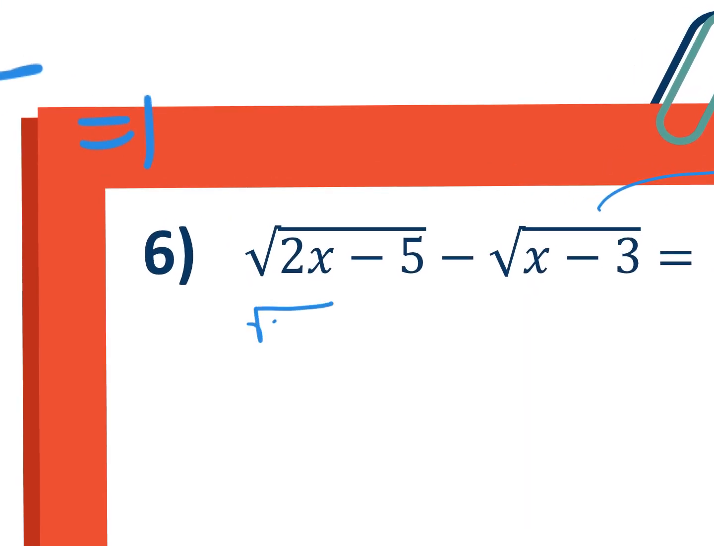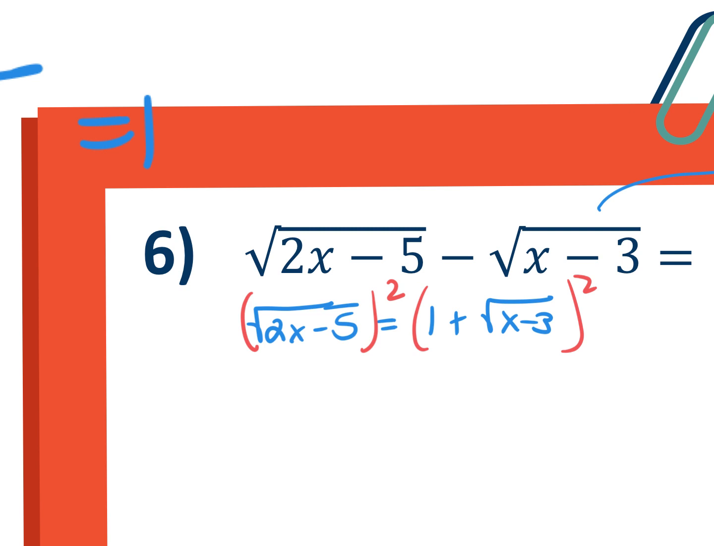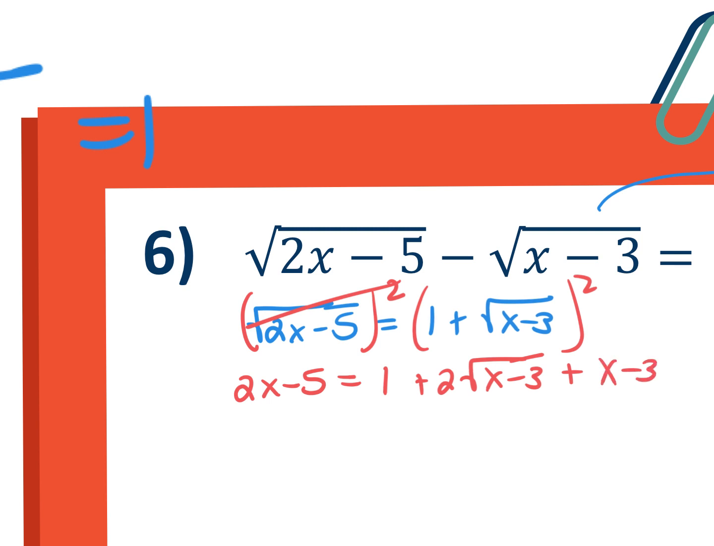So I have the square root of 2x minus 5 over here equals, and then I have 1 plus the square root of x minus 3. So our process now is to square both sides. When you square a square root, it cancels out. So 2x minus 5 equals, now we're going to FOIL. 1 times 1 is 1. 1 times root x minus 3, and then another one is going to give me plus 2 square root x minus 3. And then when I multiply those two together, it's just going to give me plus x minus 3.